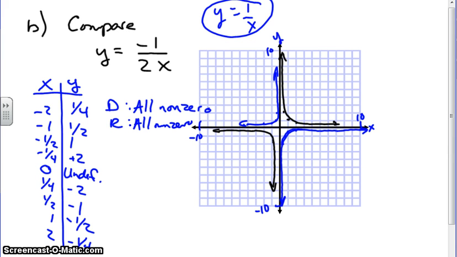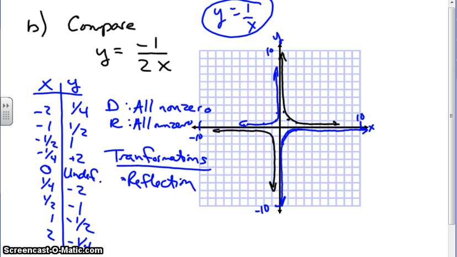All non-zero. And then as far as the transformations, we see the parent function is in black and this function is in blue. So they're totally in different quadrants. What do we call that? That's a reflection. Good. And has there been any other kind of transformation? Vertical stretch or shrink? Shrink.